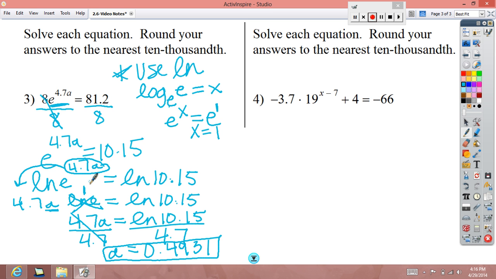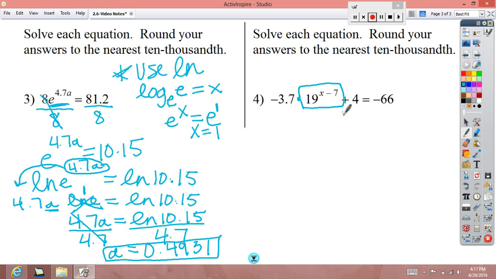All right, number 4 is a little trickier. Doing one of these so you can see them. Again, bases, I can't change them into each other, but I want to get my base term and my exponent term by itself. So here, that term is this, 19 to the x minus 7. I want to get this by itself. Now I covered up that multiplication. So, to get that by itself, treat it like a variable.